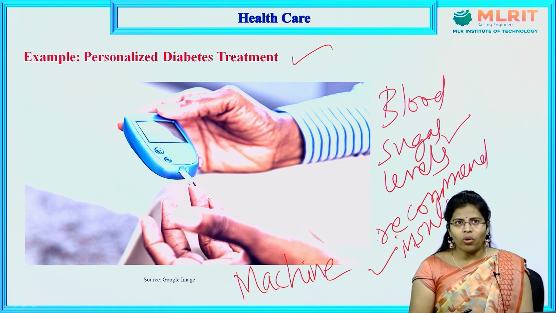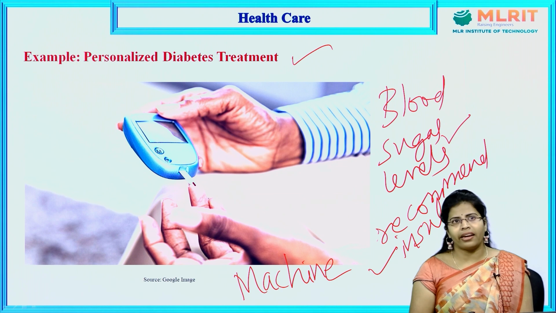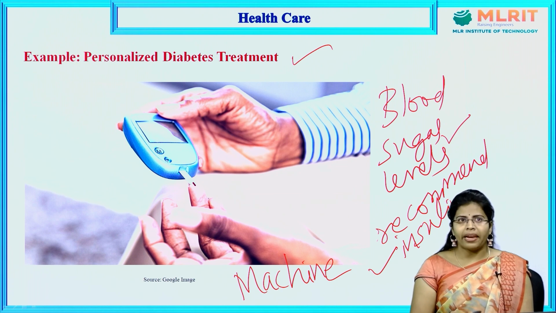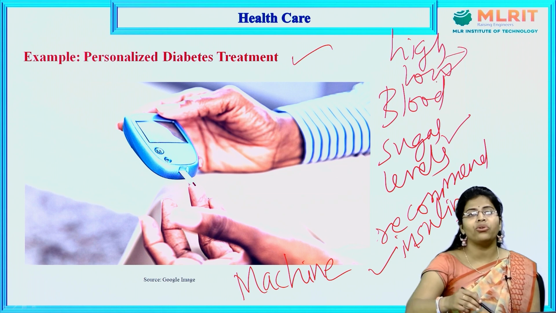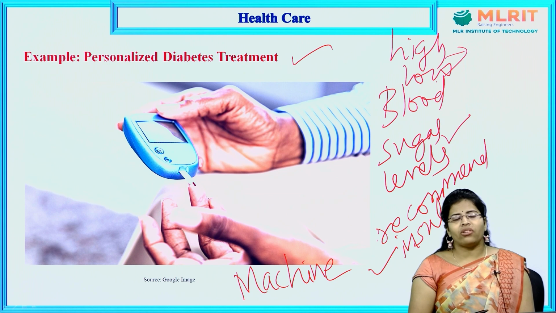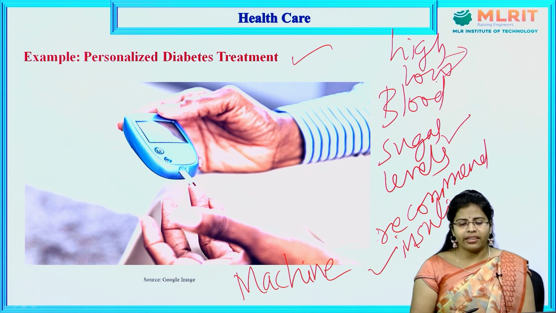It gets rewards whenever stable blood sugar levels are maintained correctly, and it is going to get a penalty whenever there is high blood sugar or low blood sugar. Based on that, it is going to detect how much insulin is required for that patient based on checking the blood sugar levels of a particular patient.